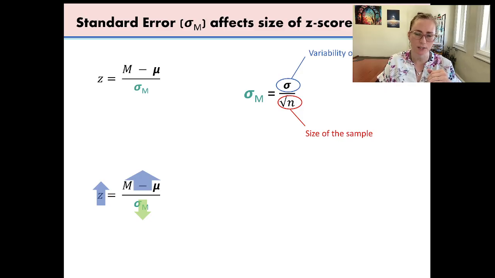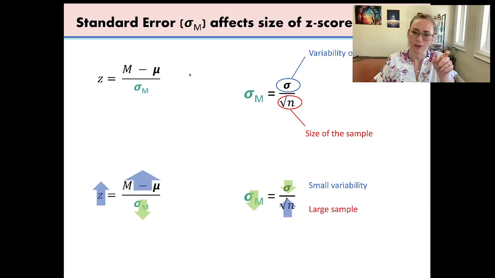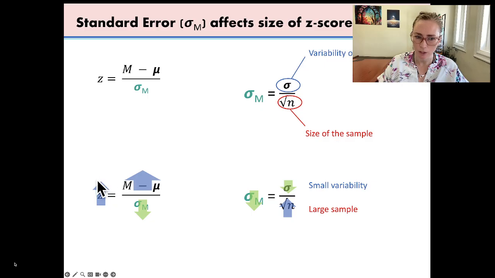Because if I have a small standard error and a big deviation, I'm going to get a big z-score. In order to accomplish that, to get that small standard error, I need a small standard deviation, so not a lot of variability, and I want a very large sample. These are the two parameters that are going to contribute to, in the end, having a large z-score. I want a large sample, and I want small variability. Okay? Keep these in mind.